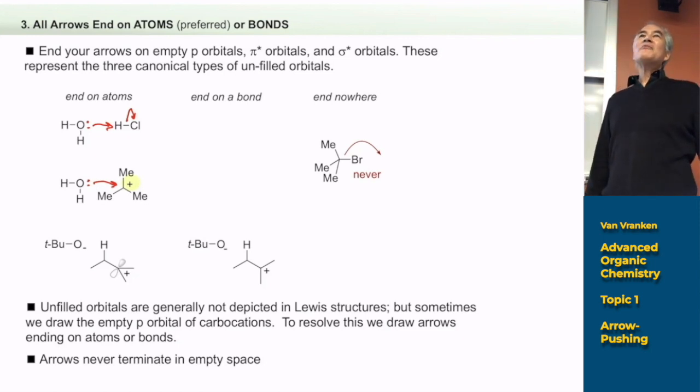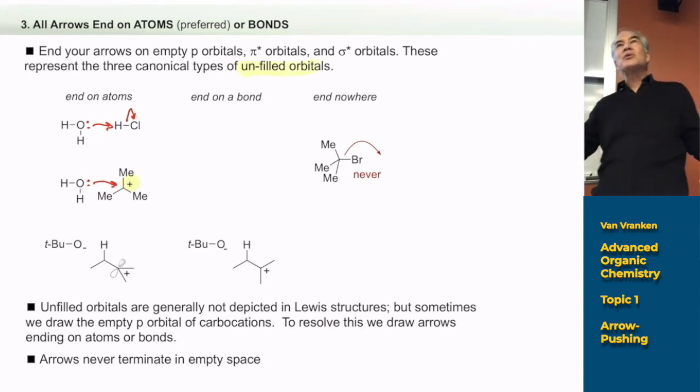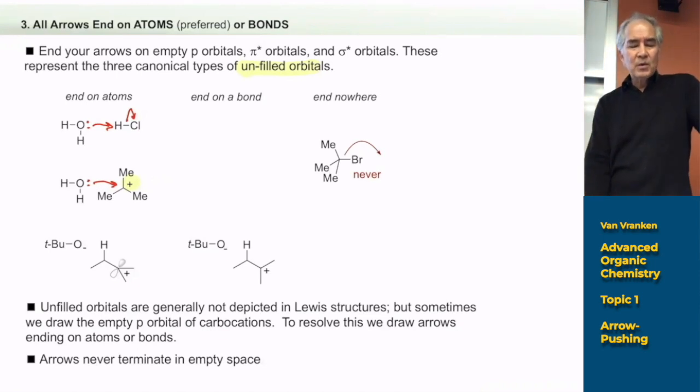So we want our arrows to start with electrons. That's either bonds or lone pairs. And we want our arrows to end, unfortunately, on unfilled orbitals. We do have a way to draw them, but we don't typically draw unfilled orbitals like sigma star orbitals or pi star orbitals. They look complex. So that's why we have these rules. When we make an arrow end on an atom or a bond, we're trying to represent some sort of an unfilled orbital. Let's take a look at another example here.